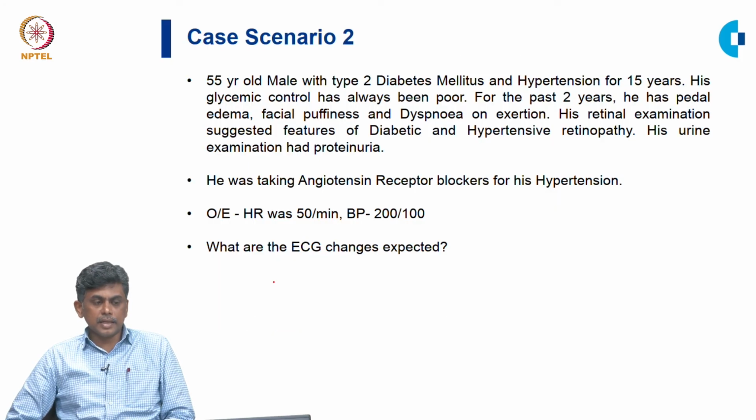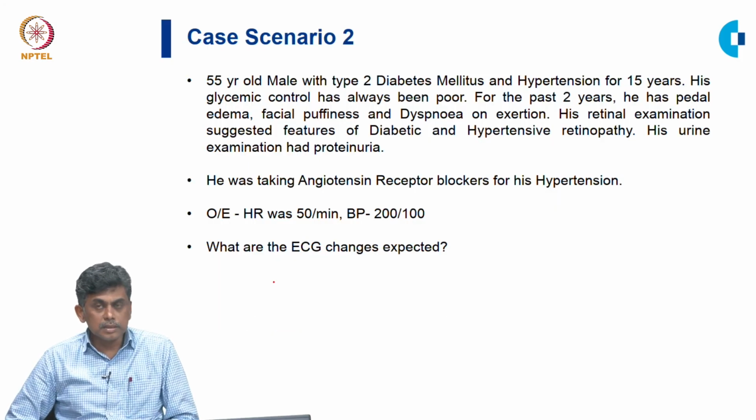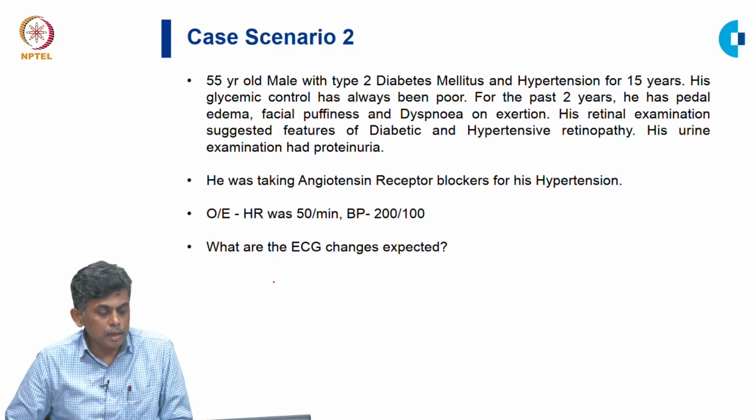Now coming to the next case scenario. Now this should be easy for you. Lot of clues here. A 55-year-old male who is diabetic and hypertensive for 15 years. His glycemic control has not been very good. For the past 2 years, that means what?